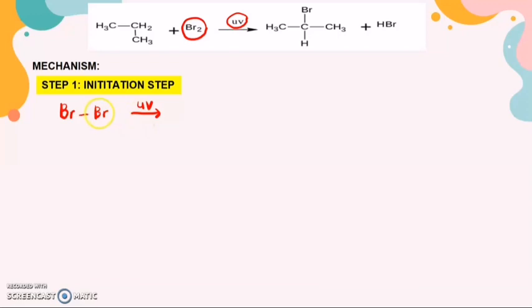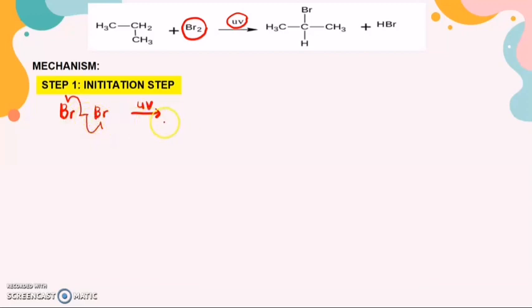So what happens in the first step? This halogen will break symmetrically, or homolytic cleavage occurs. You know that one bond consists of 2 electrons. So one electron will go to this bromine. Look at the arrow. I will use a single-headed arrow. One electron to this bromine atom and another electron to this bromine atom. So write the arrows one up and one down.